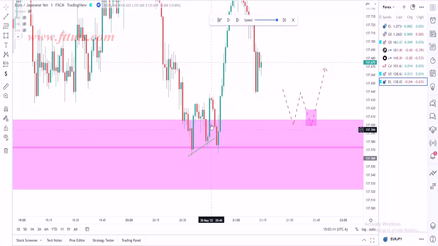And then we're looking for a bullish engulfing candle. Now, this bullish engulfing candle does not have to engulf the bearish momentum candle. It does, however, need to engulf not only the doji's body, but also the wick of the doji candle. It doesn't have to be this big. A bullish engulfing candle could look like this.